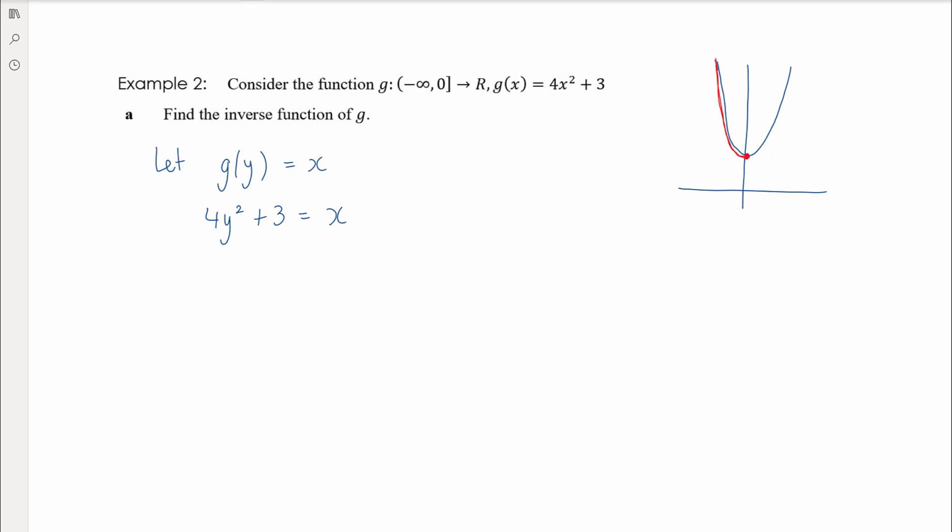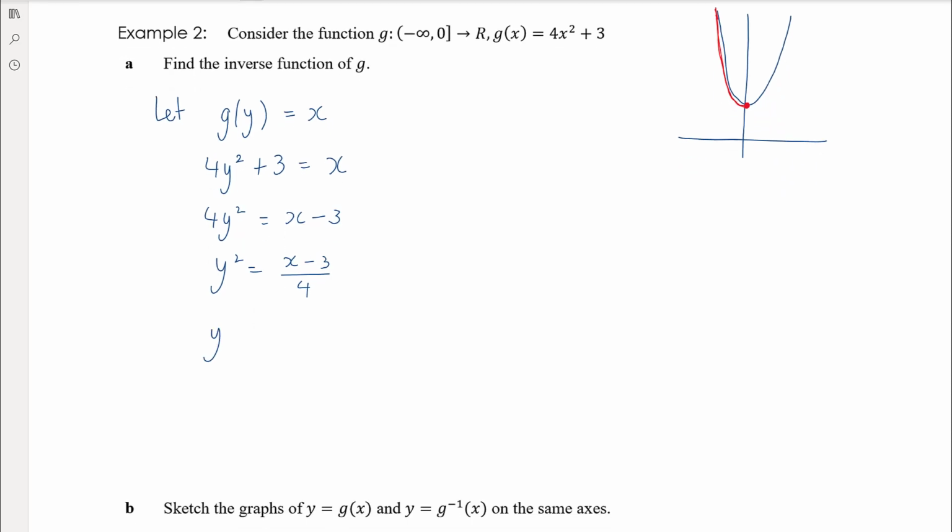I'm not algebraically writing anything incorrect here. I haven't written the line y equals 4x squared plus 3 and then followed it with x equals 4y squared plus 3. I've just gone straight to this point where I've let g of y equal x, and now we're going to solve this for y. So we're going to take away 3. We're going to divide by 4. And then we're going to take the square root.